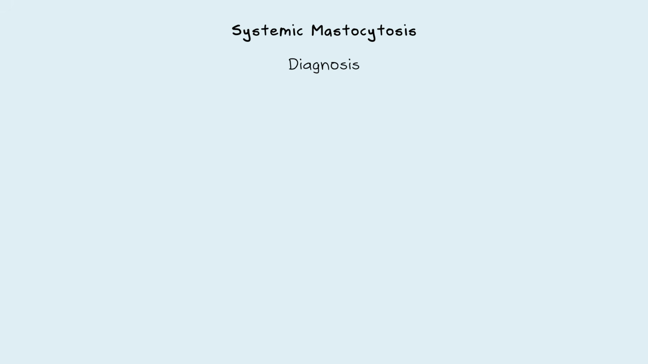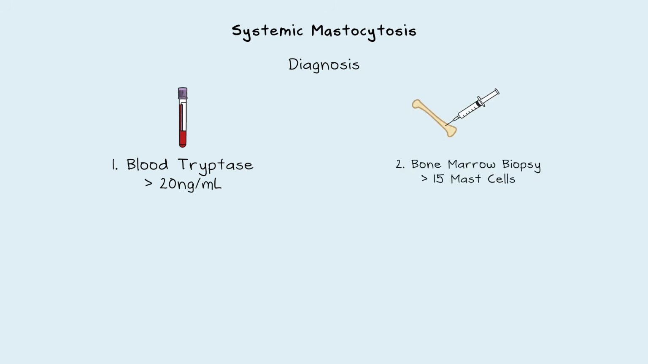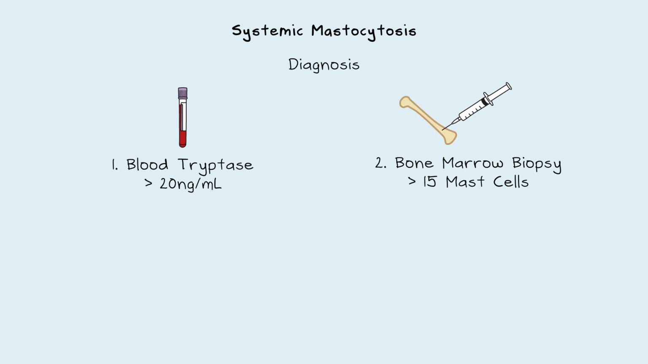Diagnosis of mastocytosis is by several factors. One is having a blood tryptase greater than 20 nanograms per ml. A high level of plasma tryptase indicates there are more mast cells than usual in the body. Second, a bone marrow biopsy should show that immature mast cells are present in groups of more than 15. These mast cells are likely to have a spindle shape.